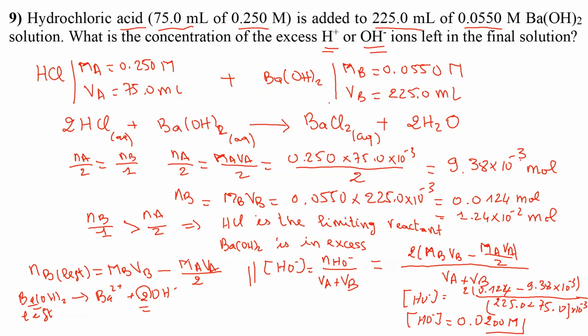So this is the good training for you to get the chemical equation and determine which one is the limiting reactant, and you know how to calculate the leftover of the excess reagent, and from the leftover of this excess reagent you do the decomposition to have the barium and all of the ions that are produced. From there you can calculate the concentration of the leftover OH minus. Okay, that's it for the recitation of chapter 4.